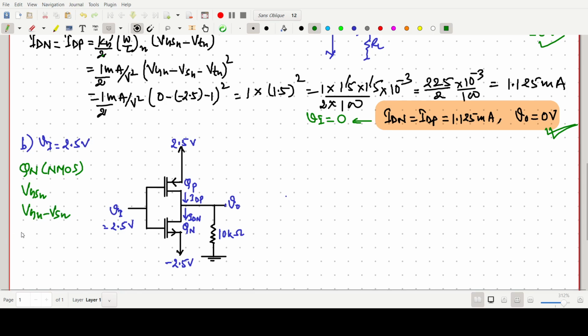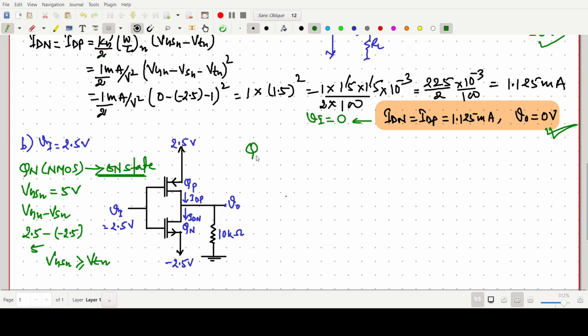So VGN is 2.5 volt minus, this should be minus of 2.5. Both will be minus minus, so it should be 5 volt. So this overall value will be 5 volt, and this VGSN will be greater than or equal to VTN. So this NMOS is in the on state. Every time we have to find VGSN. So now this VGSN is 5.